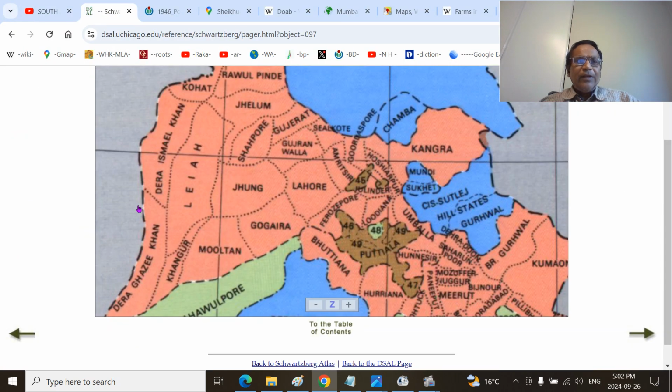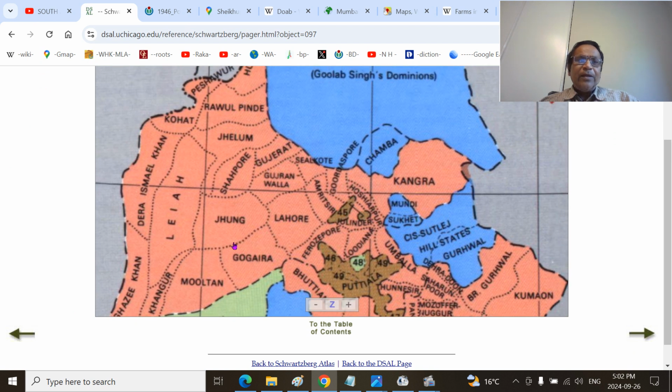This is the historic districts you can see. This is the Barido. This is the Rachna Doab. This is the Gujranwala and Jang district, historic. Now there are many districts.